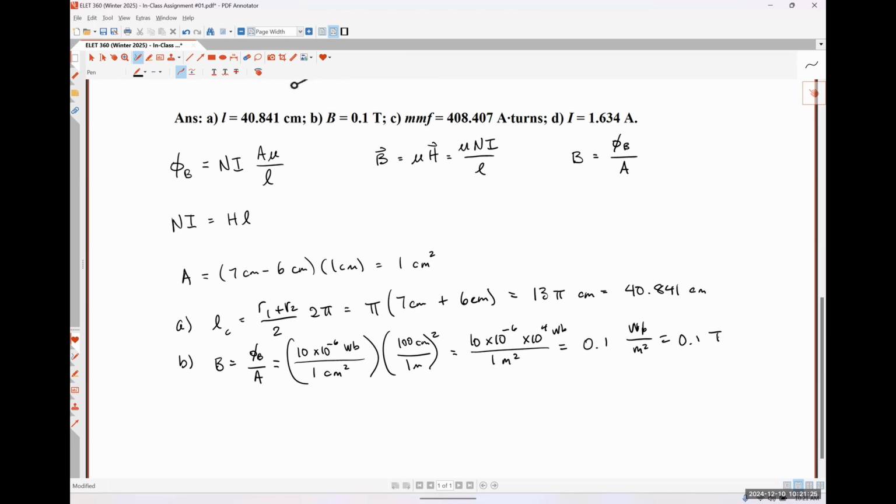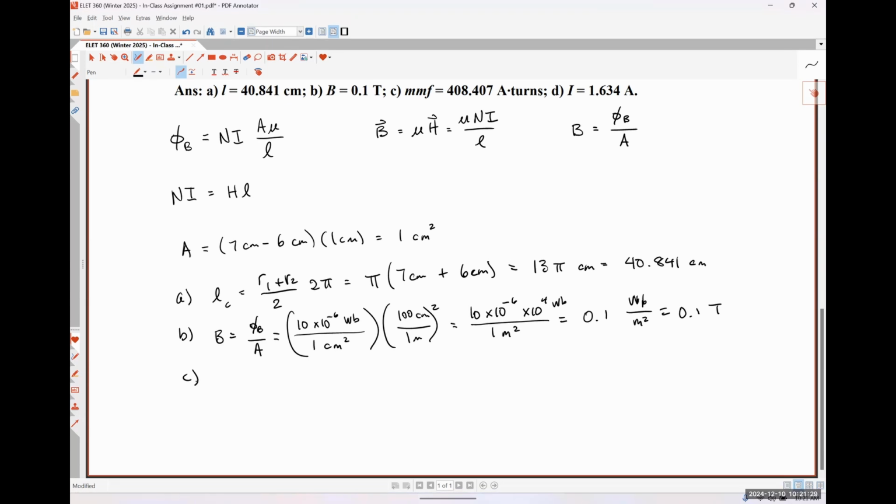Let's see, the next thing we're asked to calculate is the MMF. So that's for part C. So you'll see in some textbooks that MMF is given by some fancy script F that I can't draw. So I usually just say MMF for magnetomotive force. And we have two different things, right? We have a relationship for N times I is our MMF, and we have H times L, our flux path.